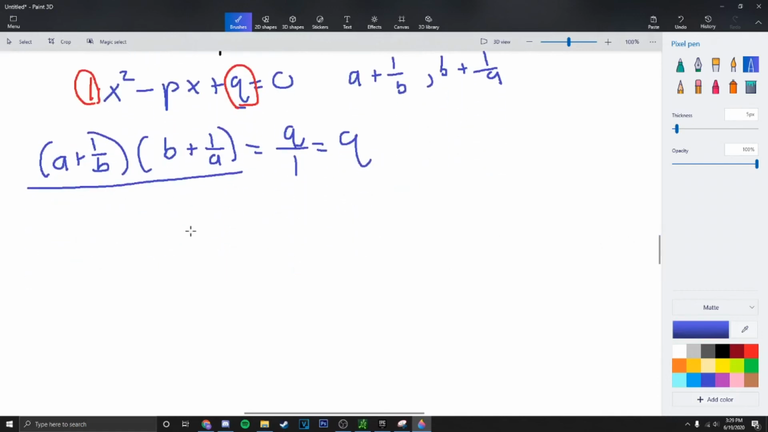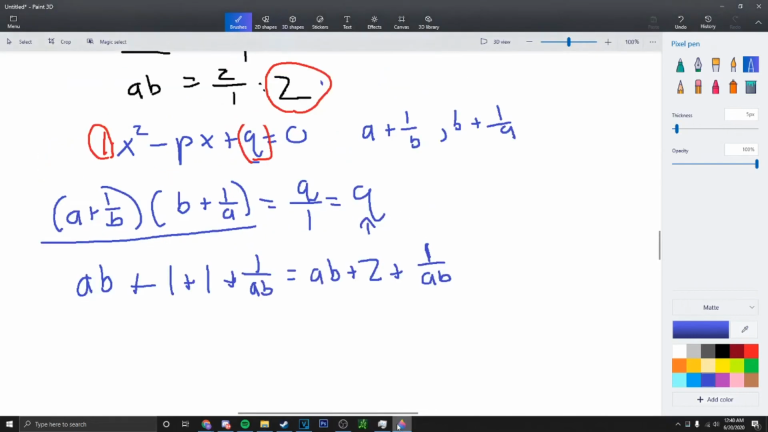So let's use FOIL here. When we FOIL and multiply these two binomials, we have ab, plus a times 1 over a, which is just 1, plus 1 over b times b, which is just 1, plus 1 over b times 1 over a, which is 1 over ab. So this is equivalent to ab plus 2 plus 1 over ab. Now we know that this expression is equivalent to q. So once we evaluate this expression, we will find the answer to our question.